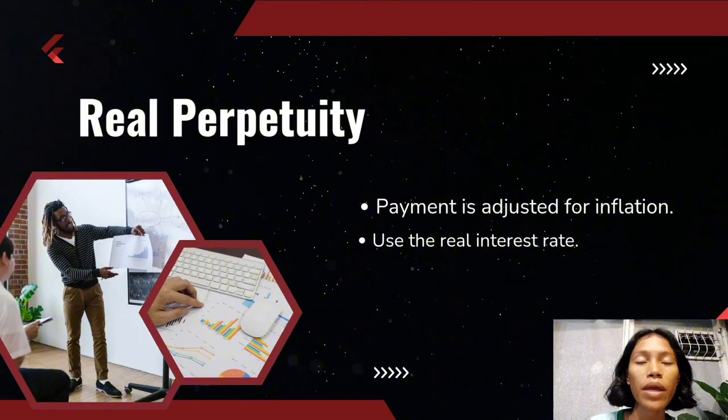Again, the payment is adjusted for inflation and it uses the real interest rate. So the payment is adjusted for inflation so that the individual can still buy the same amount every year.